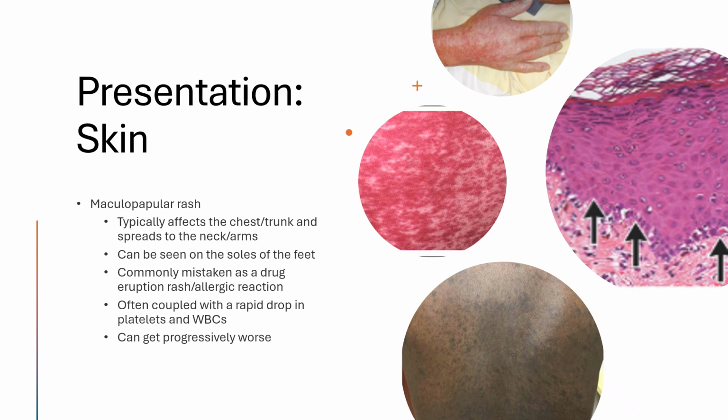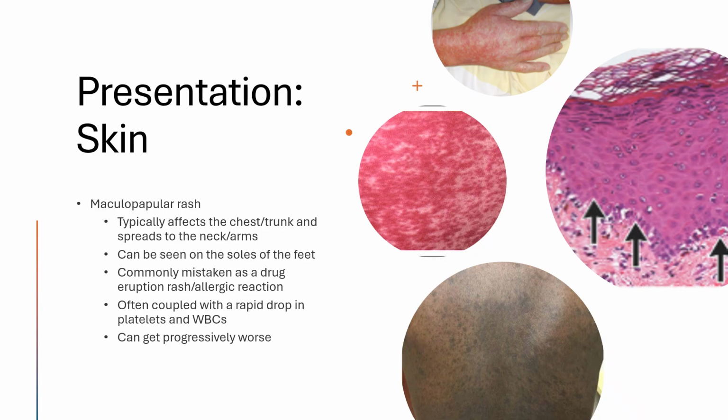But it does typically affect the chest and trunk, and it can also spread to the neck and arms. You can see it on the soles of people's feet, which is something that's a little bit different. You don't usually see drug rashes there. But again, it can be commonly mistaken for some kind of allergic reaction. In our graft versus host patients it is usually coupled with a drop in platelets or a drop in white blood cell count, and it is usually very rapid and can get progressively worse.